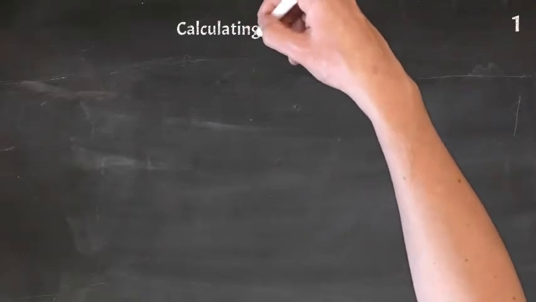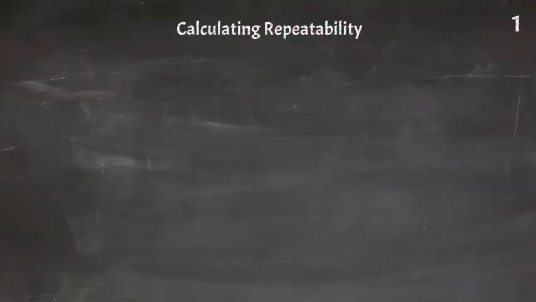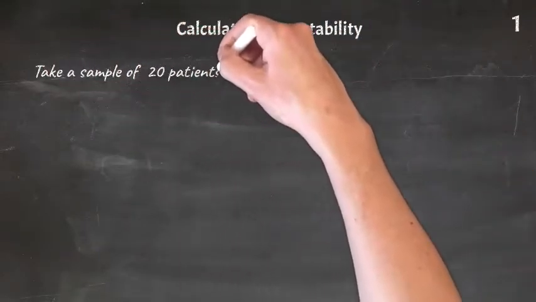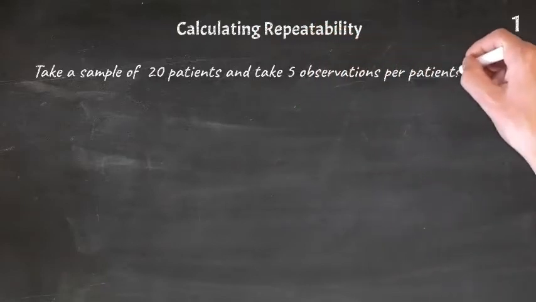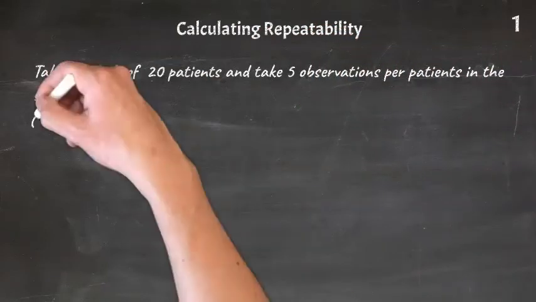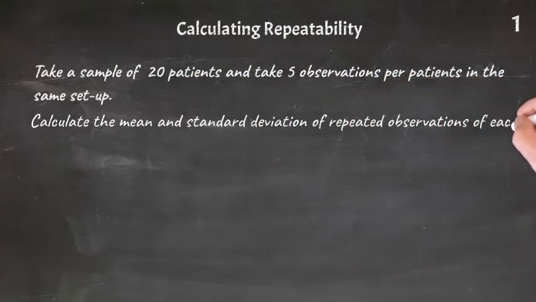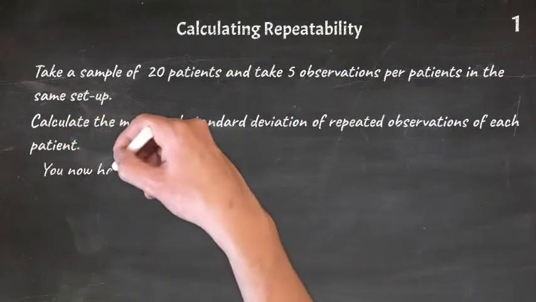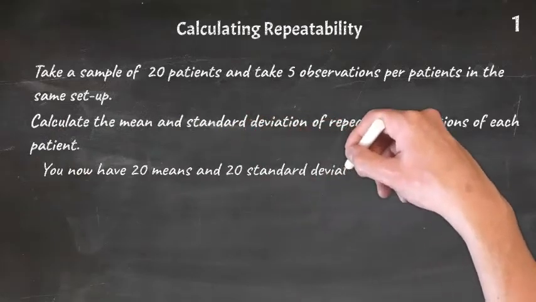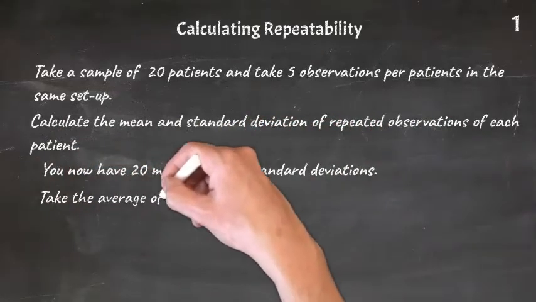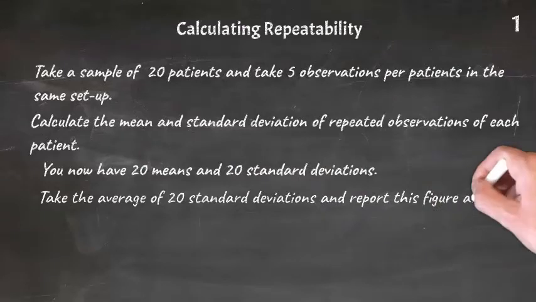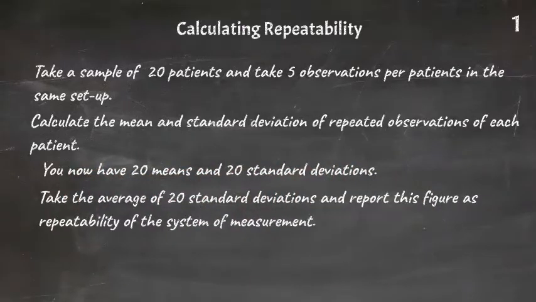How to calculate repeatability? Take a sample of 20 patients and take 5 observations per patient in the same setup. Calculate the mean and standard deviation of repeated observations of each patient. You now have 20 means and 20 standard deviations. Take the average of 20 standard deviations and report this figure as repeatability of the system of measurement.